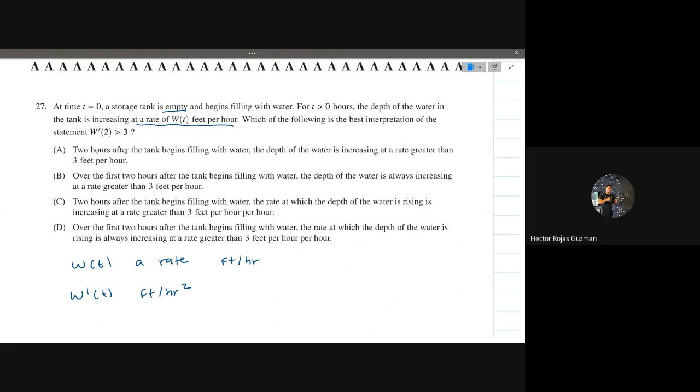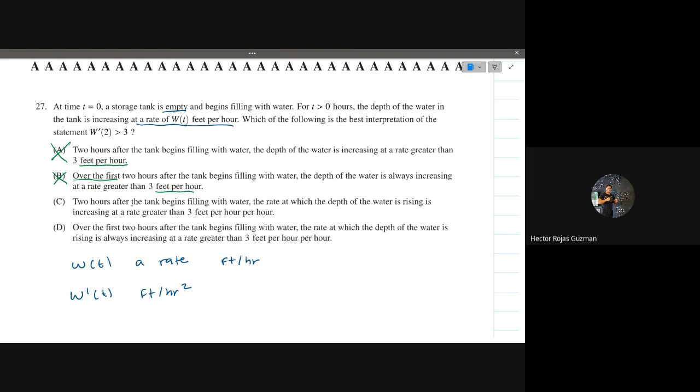Two hours after the tank begins filling with water, the depth of the water is increasing at a rate greater than 3 feet per hour. Look at the units. That's wrong. Over the first 2 hours, no, it's not over the first. It's not on an interval. It's at the second hour. It's an instantaneous rate of change. Plus, look at the units.